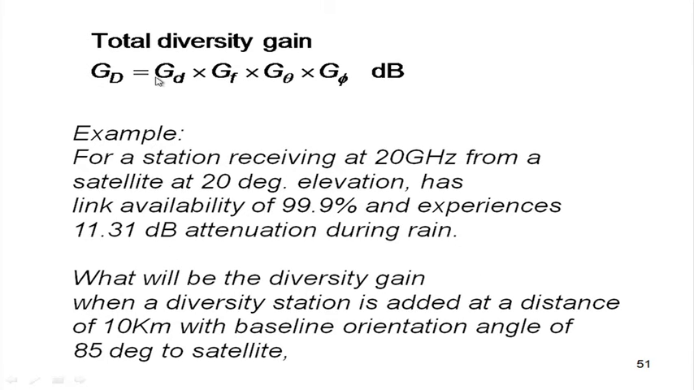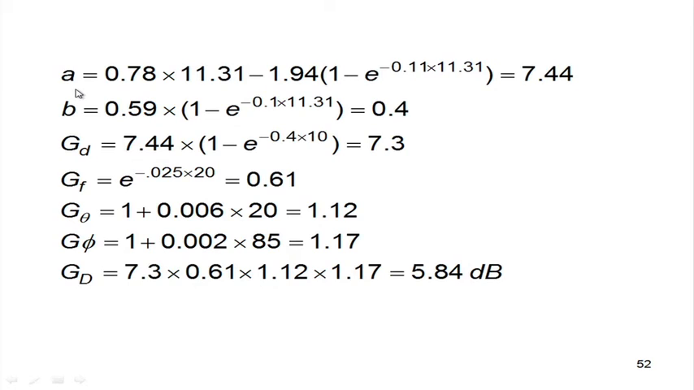Each of the GD, GF, G theta and G phi has to be calculated based on the numbers available here. Simple. First you calculate the coefficient A based on the model I mentioned earlier, and then coefficient B based on the same model. Using those A and B you find GD, then based on the frequency in gigahertz you find GF, based on the elevation angle you calculate G theta, based on the baseline azimuth angle G phi, and multiply all of them, you get 5.84.